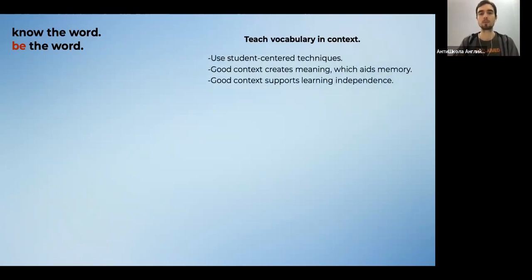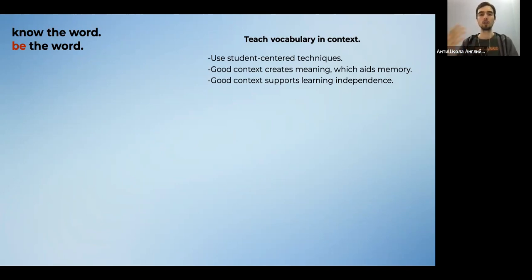Again, let's move on. So we use student-centered techniques, meaning you always focus on what the student can tell you based on what he already knows. Of course, it includes eliciting and concept checking questions a lot, but every time, this is your starting point: you focus on the student. And from this moment, it's going to be their 80% speaking time, but not yours.